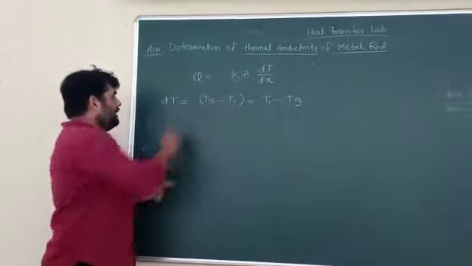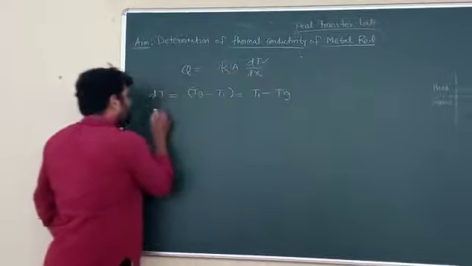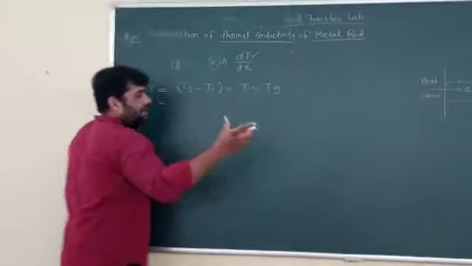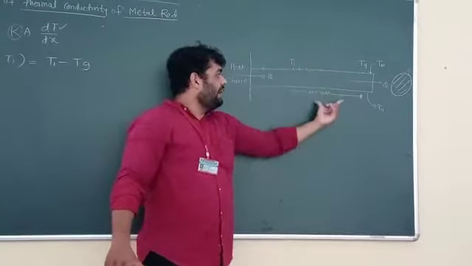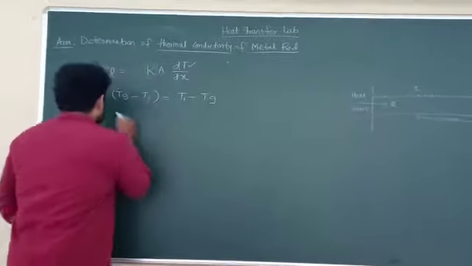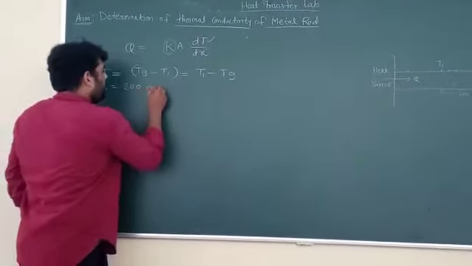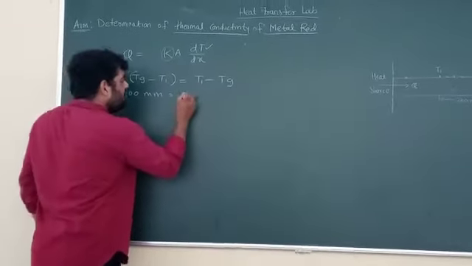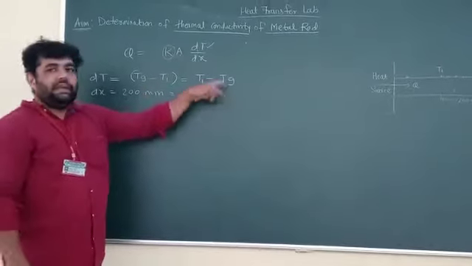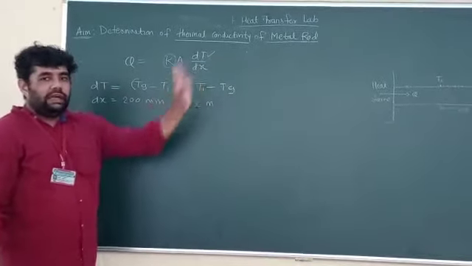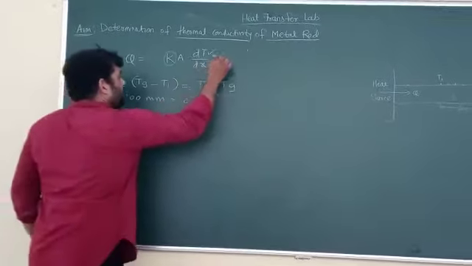Now we have the dT with us. What is dx? dx will be the difference of the distance between T1 and T9, that is 200 mm. Just convert it into meters, that is 0.2 meter. You will get T1 and T9 from your observations in degrees Celsius. We are done with the dx.